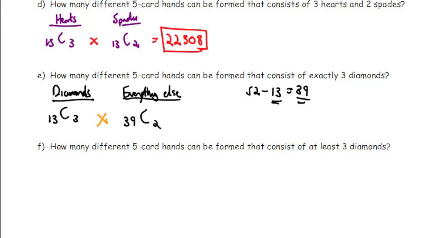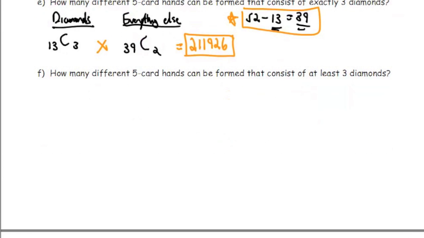39. So for everything else, we're only allowed to choose out of 39 potential cards, and we are taking 2 from there because it's a 5-card hand. Fundamental counting principle, multiply, and we end up with the solution of 211,926. So again, similar but different. This idea up here, I'm going to put a big star beside it because you always have to think logically about what set am I allowed to select from.